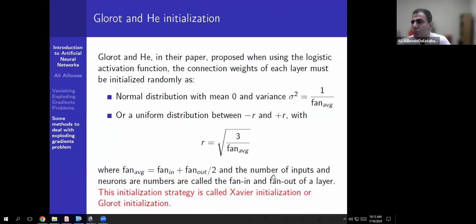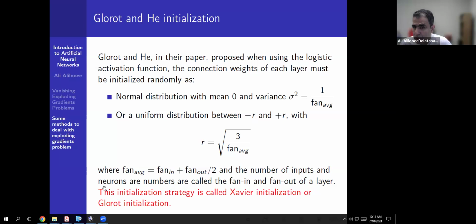In order to fix this issue, Glorot, Bengio and other researchers, giant names in the field, proposed in their paper that when using the logistic activation function, meaning sigmoid, the connection weights of each layer must be initialized randomly as follows. We can use a normal distribution with mean 0 and variance of 1 over fan average, where fan average can be evaluated by this formula: fan average means fan in plus fan out, divided by 2.